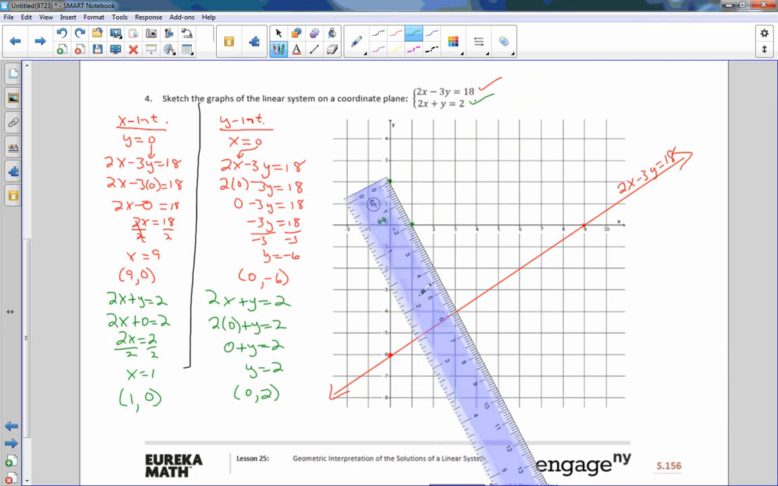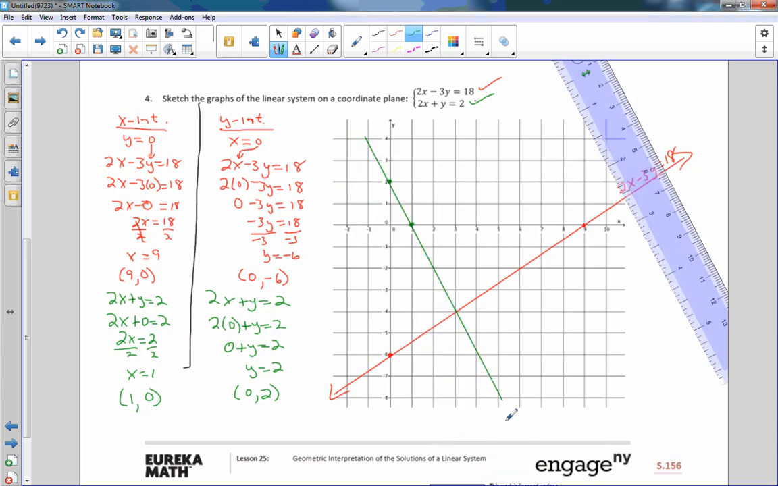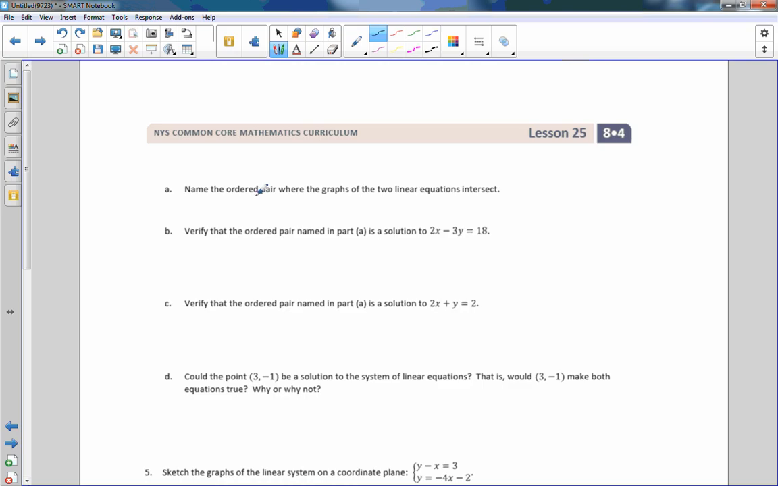And bring my ruler around and draw a nice straight line with the ruler. And this is the equation 2x plus y equals 2. Okay, I'm interested in where they intersect. That is right here. That is the point 3, comma negative 4. Name the ordered pair 3, comma negative 4.